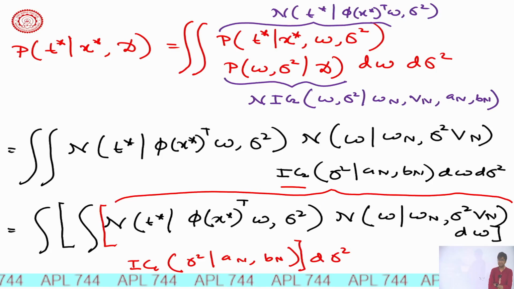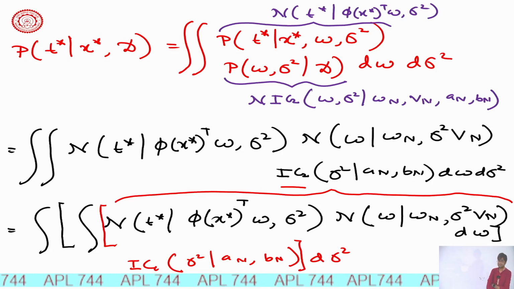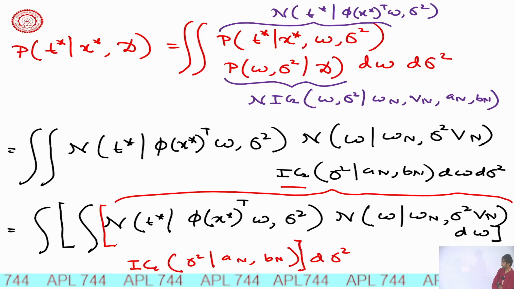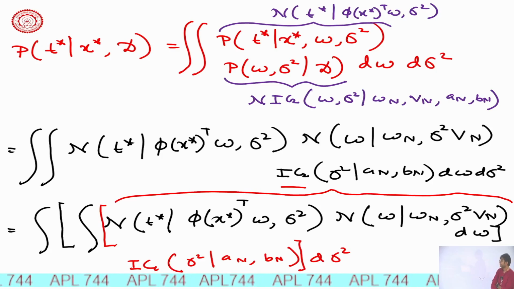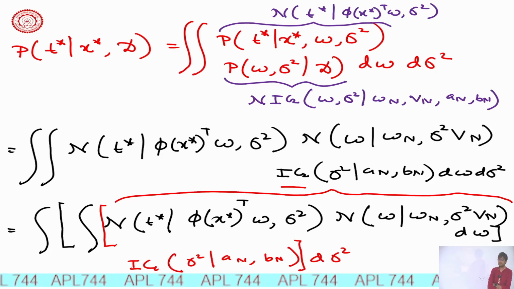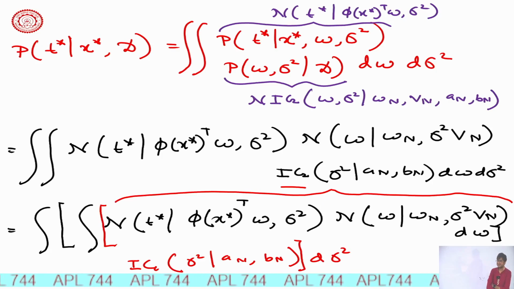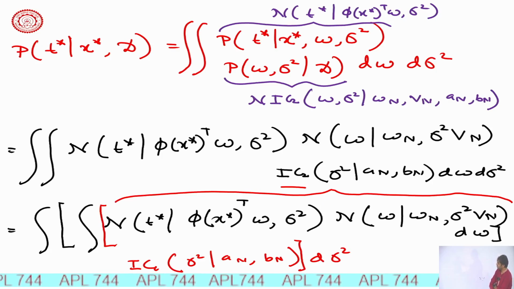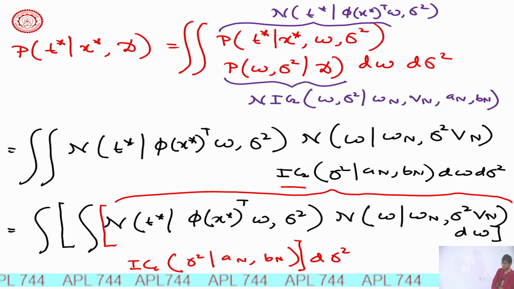What will be the mean? So the mean will be phi x transpose Wn, correct? What will be the variance? Sigma square plus, repeat. There is no sigma square plus Vn plus 1.